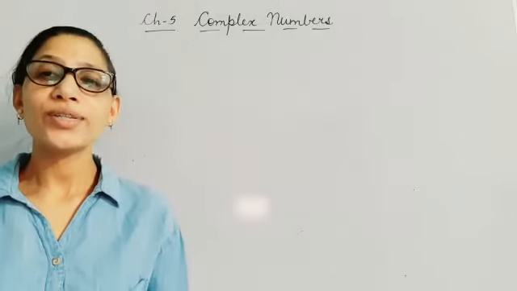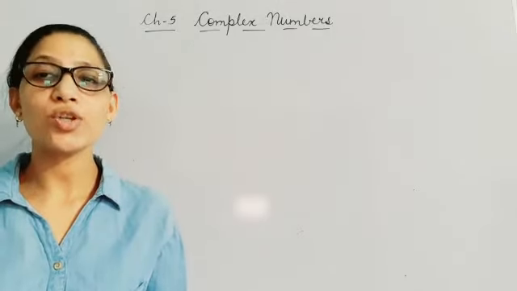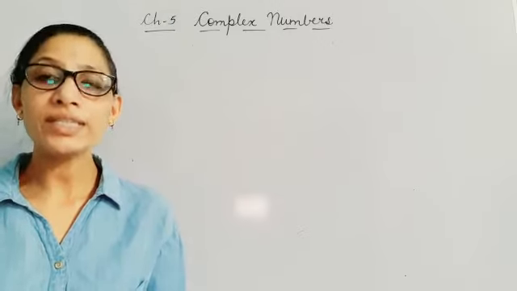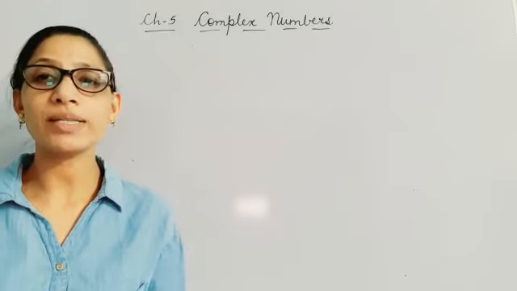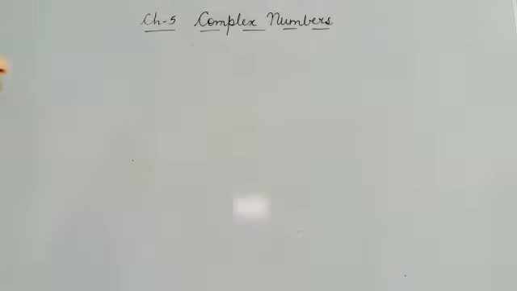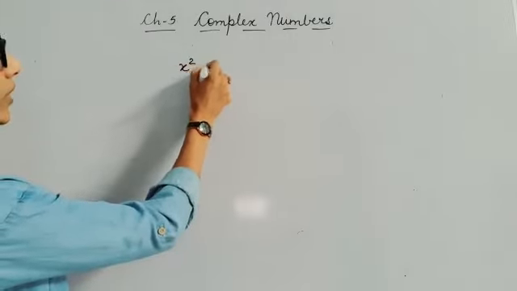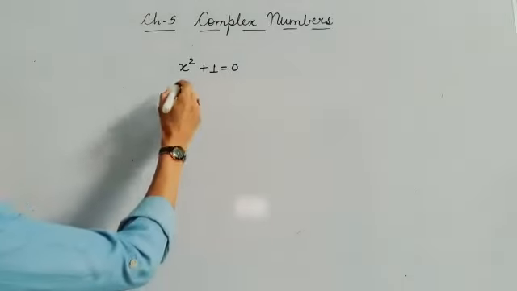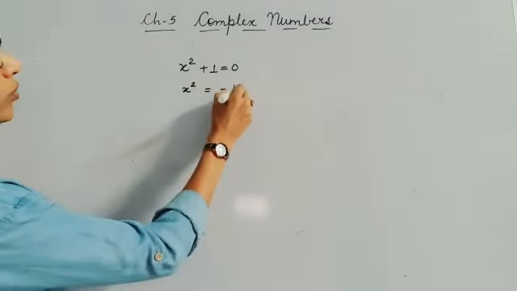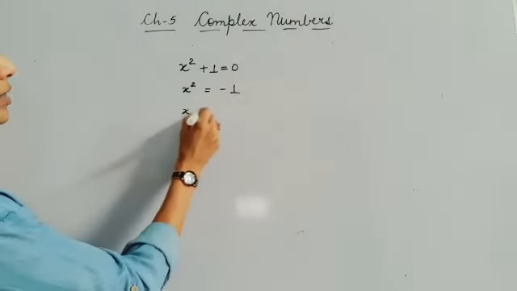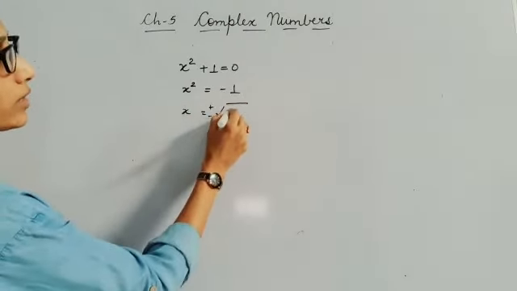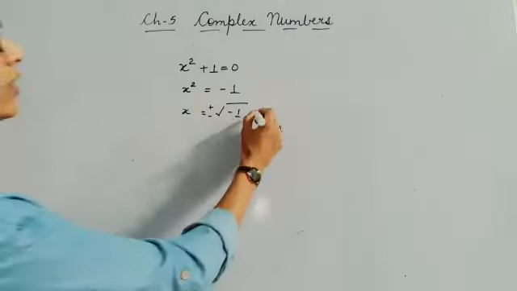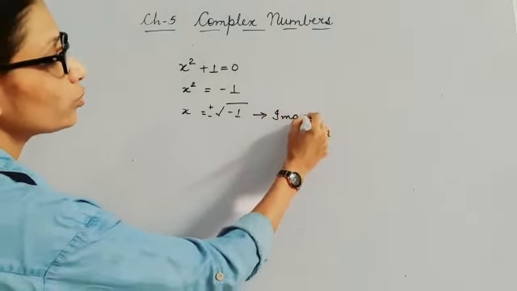Hi everyone. Today we are going to take up chapter 5, that is complex numbers. But then the question arises: why do we need to introduce complex numbers in mathematics? Children, you must have come across this type of quadratic equation, x square plus 1 equal to 0. In this case, after solution, you were getting x equal to plus minus under root minus 1.